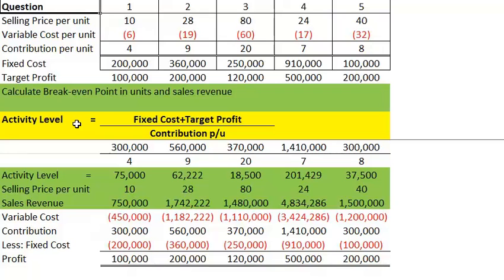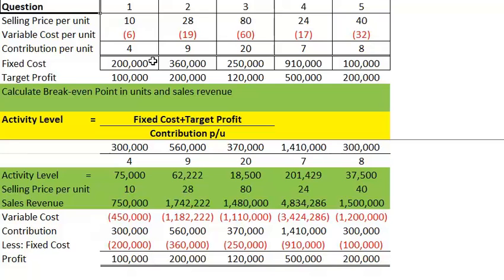We are given selling price per unit. For each question variable cost per unit is given. We can see contribution per unit for question 1 is 4 pound. Selling price minus variable cost is 4, which is contribution per unit. Fixed cost is given as 200,000 pound. Our target profit is 100,000. Every unit at sale price of 10 pound per unit is not only recovering variable cost of 6 pound but also contributing 4 pound toward fixed cost and target profit.